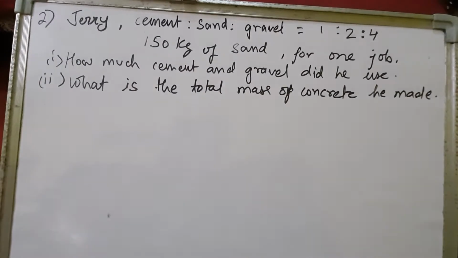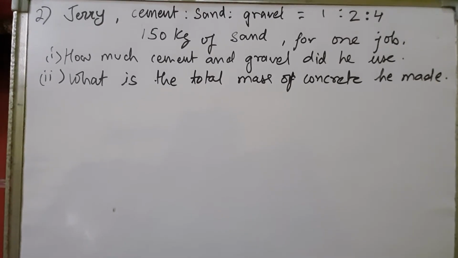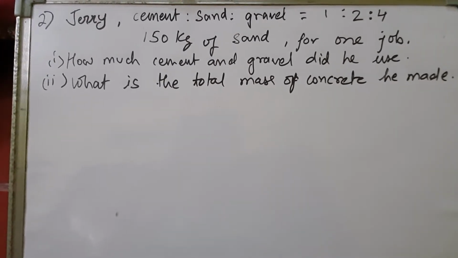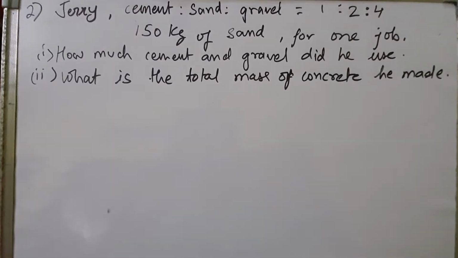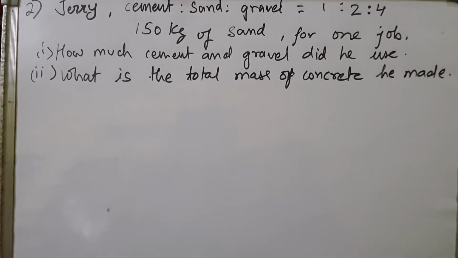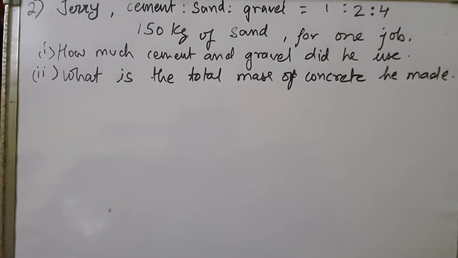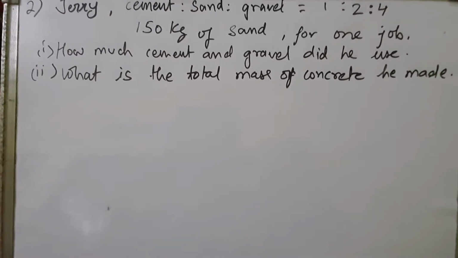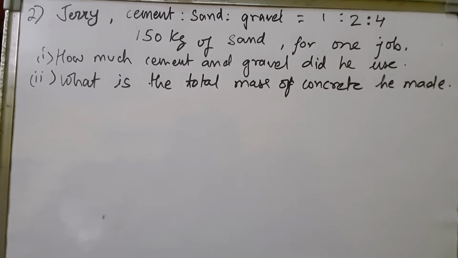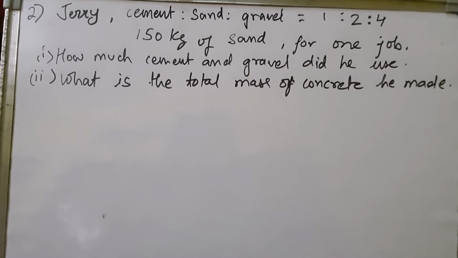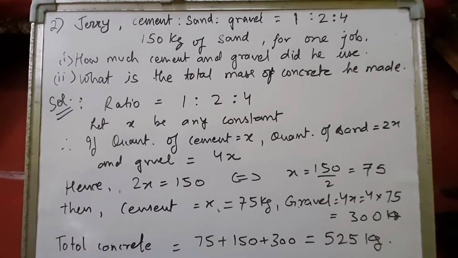Here there is a person Jerry who is making concrete, and in that concrete which he is making, the ratio of cement is to sand is to gravel is 1 is to 2 is to 4. And the question is, if he is using 150 kg of sand for one job, then we have to calculate how much cement and gravel did he use and what is the total mass of concrete he made using 150 kg of sand. This is what we have to calculate. Right, children? Let's see the solution.